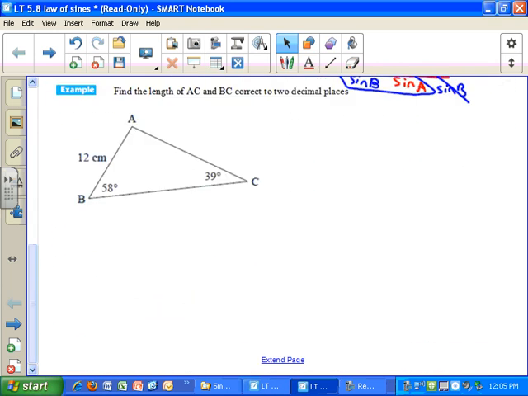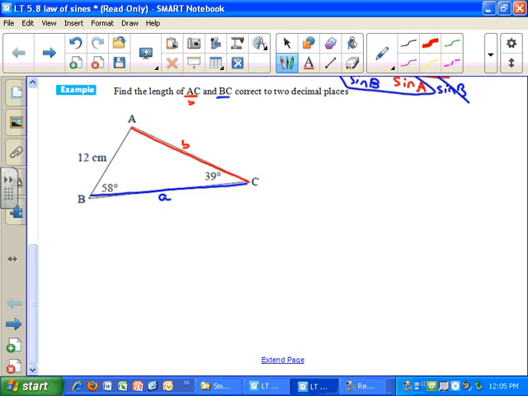So in this example, it says find the length of AC and BC correct to 2 decimal places. Okay, so the length of AC, I'm going to also call that lowercase letter b. So this here is lowercase letter b, and then the length of BC, we're going to call that lowercase letter a. So we can only solve for one of them at a time, but because I know this angle and I know the side opposite, I can use the law of sines. So let's look at solving for b first.